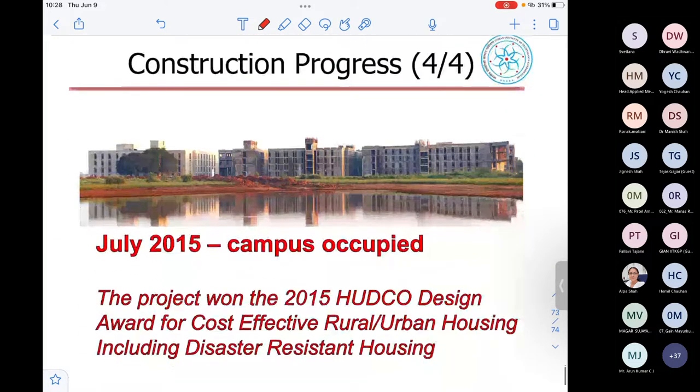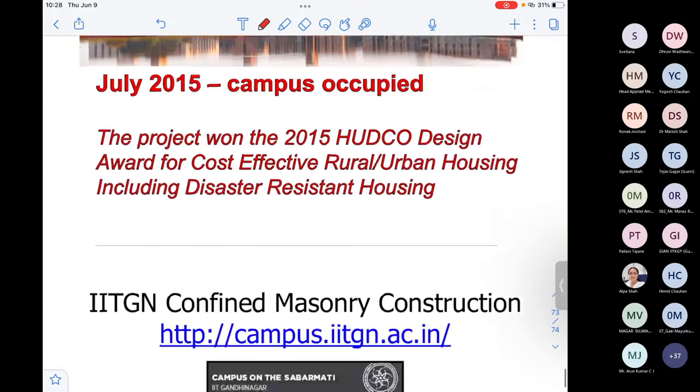And then this is at July 2015. You can see monsoon was going on, campus was occupied. This project won the 2015 HATCO Design Award for cost-effective rural and urban housing, including disaster-resistant housing. So it won the award because it was confined masonry.